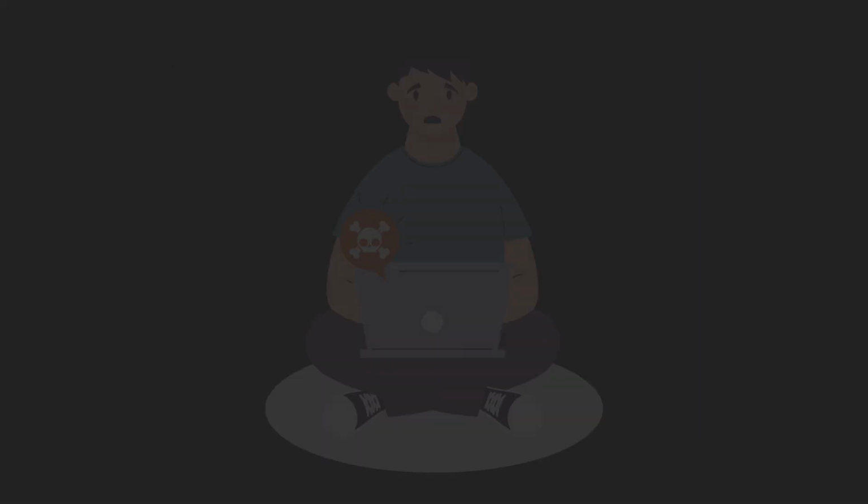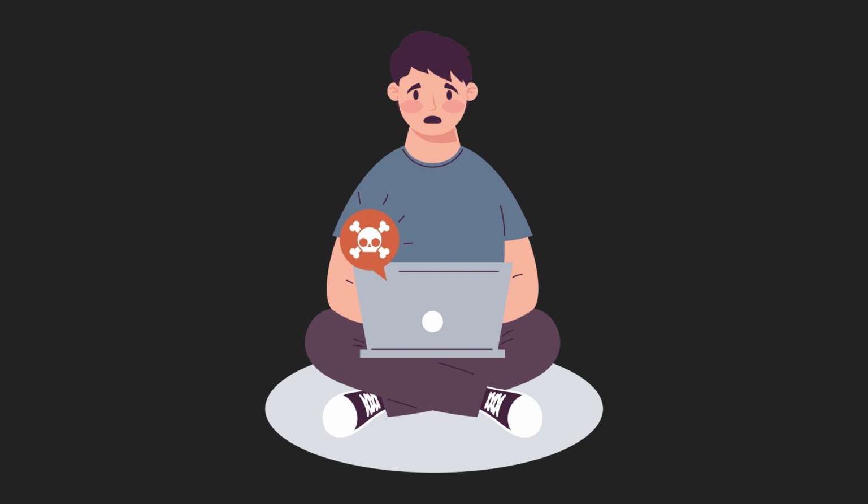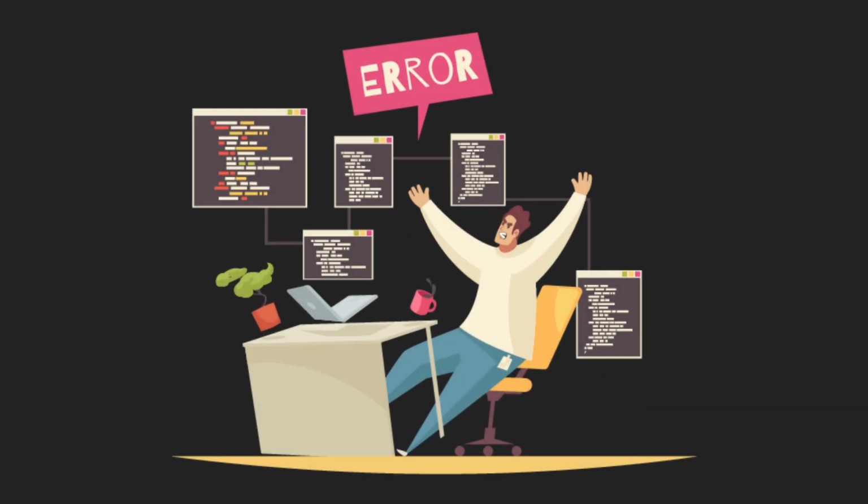Have you ever written a program that suddenly crashes and the only thing you see is a giant error message that makes you question every life decision you've ever made? Yeah, errors happen, not because we are bad programmers, but because real world software deals with unpredictable situations.